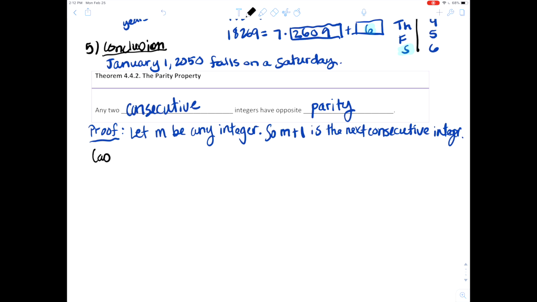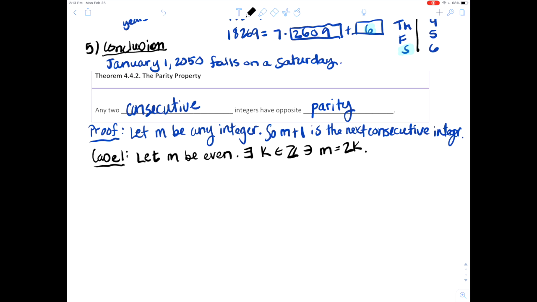So case 1, why don't we let m be even? Well, don't we know the definition of even in math? I mean, there must exist some k that belongs to the integers. You can call it whatever you want. k is just a typical one that is used. Such that m is equal to twice k.